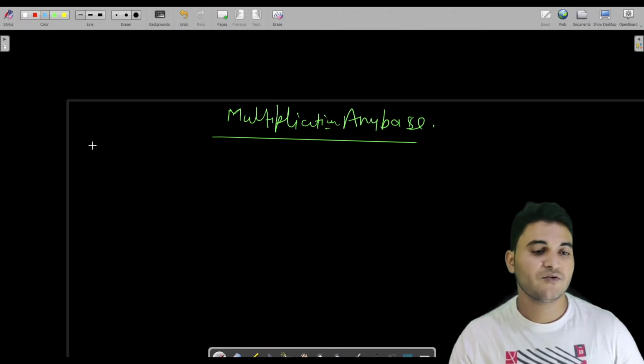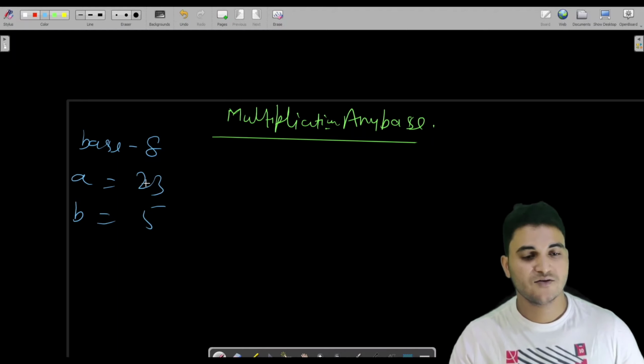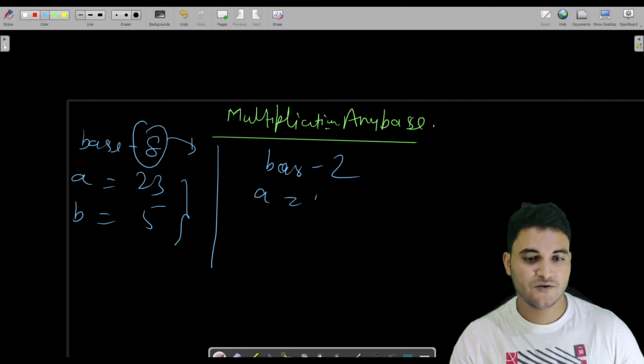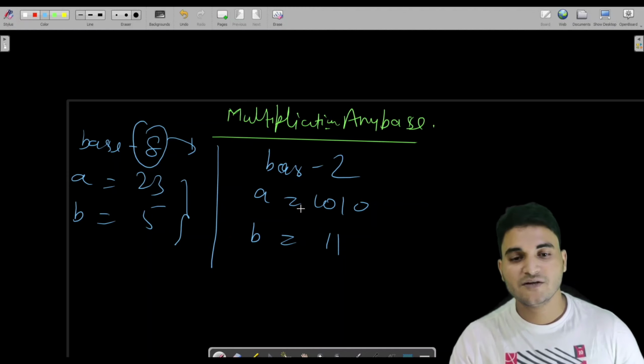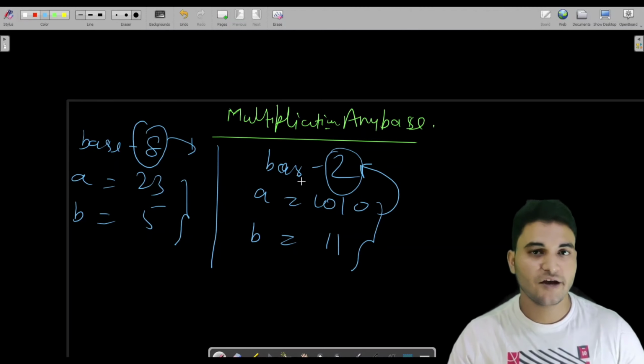Let us say we have been provided a base 8, a number 23 and another number 5. So we have to multiply these two numbers in the base which we have been provided here. Let us say in another test case we have been provided base 2, A would be 1010, B would be 11. Fine. That means you have to multiply these two numbers in binary form, because the base for binary is 2. So we have to multiply numbers of any base.